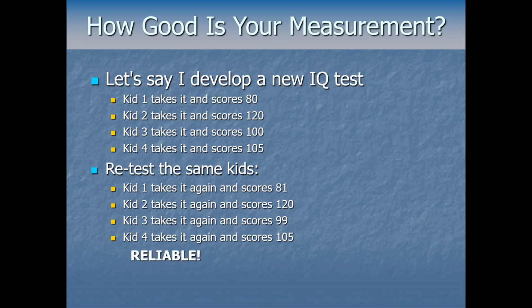In that case, if this is true for all the kids we tested, a bunch of kids, I'd call that pretty reliable, pretty consistent. The high scorers at time 1 tend to be high at time 2, and those who are low before tend to be on the lower end still.